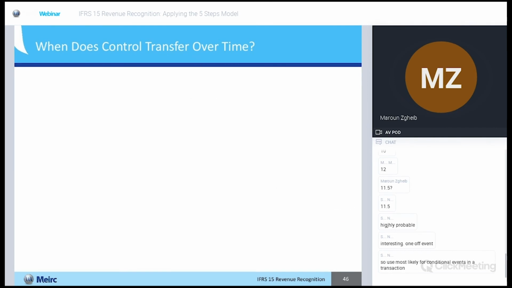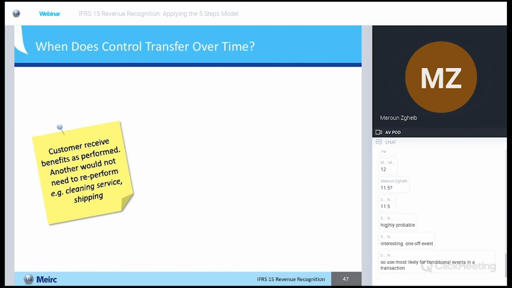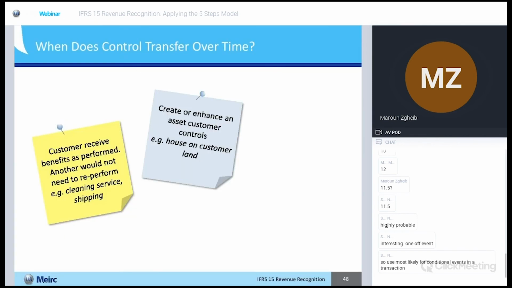When does control transfer over time from a seller to a buyer? Performance obligations are transferred over a period of time when the customer receives and benefits from the service over time. This is an example. So the customer receives and benefits as the service is performed. The second one is when we are enhancing or creating an asset for the customer. For example, constructing a house for the customer, or providing a car refurbishment to the customer. This is considered that the customer is receiving the service over a period of time.